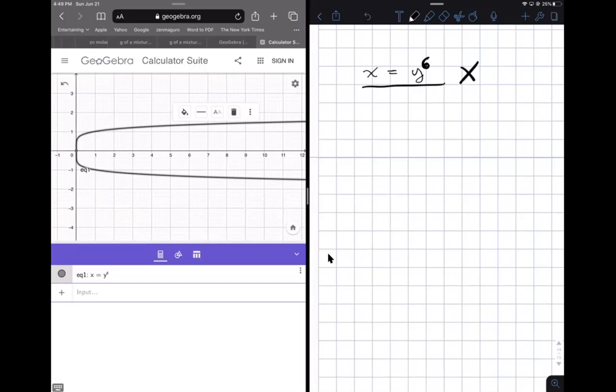And then does it ask about the domain and range? Or no? Can you repeat the question, please? Does it ask about the domain and range? Like, do I need to do that or no? It only asks for the domain and whether it's a function or not. Okay.